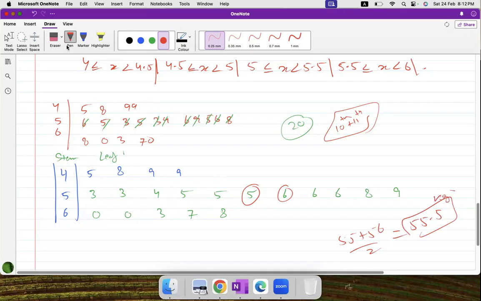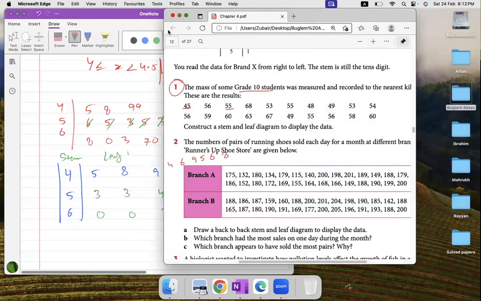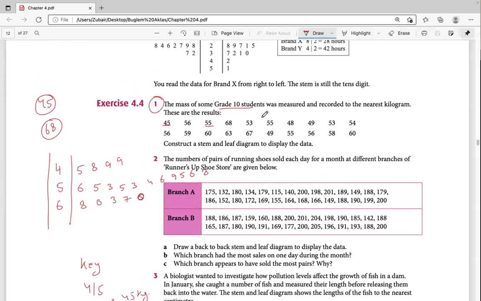So this was stem and leaf. Let's see what the question has to say. Construct the stem and leaf diagram to display the data. Done. Any confusion in drawing stem and leaf? No.